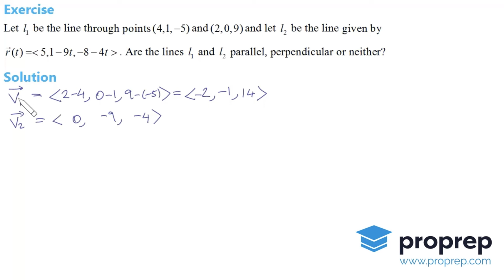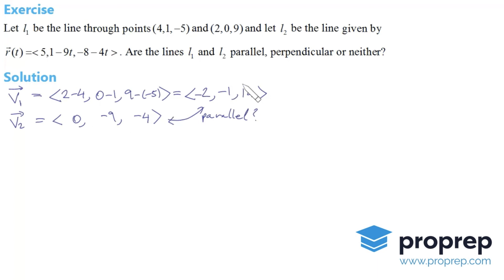Now, this direction vector is parallel to L1. And this is parallel to L2. So in order for L1 and L2 to be parallel or not, it's the same thing as seeing if V1 and V2 are parallel or not. And how can we check if these two vectors are parallel? How do I know if this one or this one are parallel? Well, one of them has to be a scalar multiple of the other.